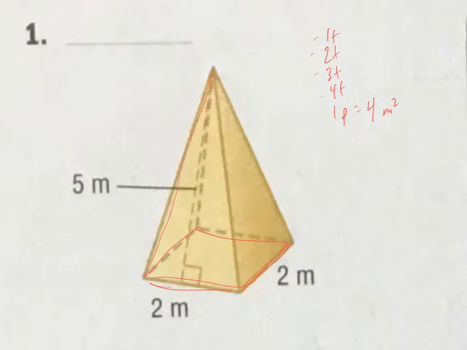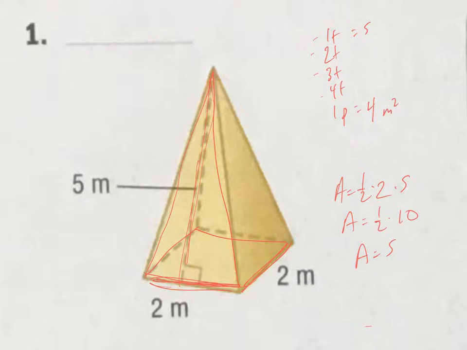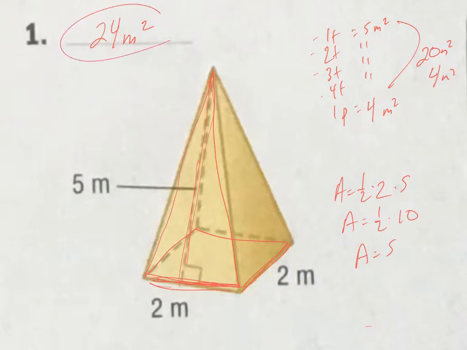Now, one of the triangles is area equals 1/2 times the base of 2 times the height of 5. So area equals 1/2 times 10, area equals 5. And so it's 5 for 1, but there's 4 of them. So 5 times 4 is 20 meters squared, and the base is 4 meters squared, so I get a total of 24 meters squared.